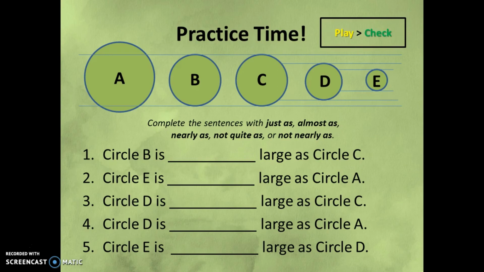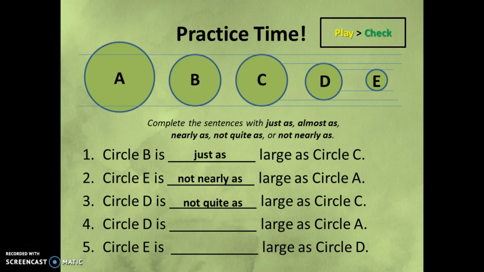Now it's time to check your answers. Let's look at sentence number 1. Circle B is just as large as circle C. Number 2, circle E is not nearly as large as circle A. We use not nearly because it's a very large or big difference. In sentence 3, you can see we have not quite as large because circle D has a small difference from circle C.